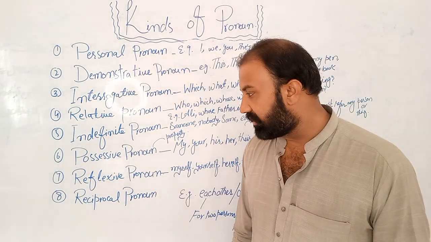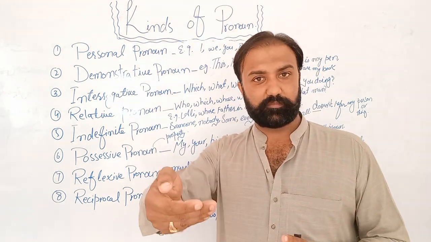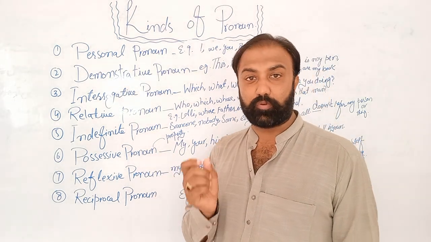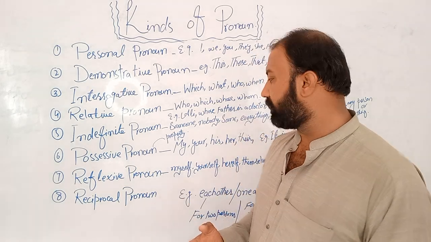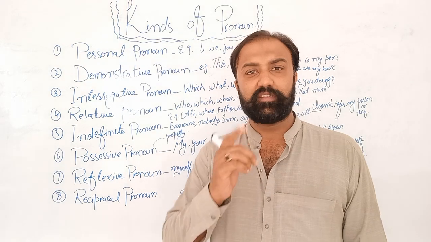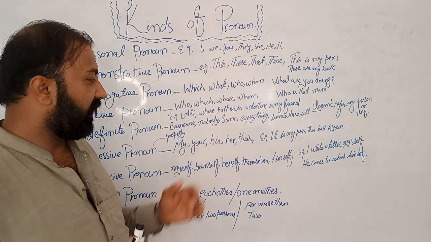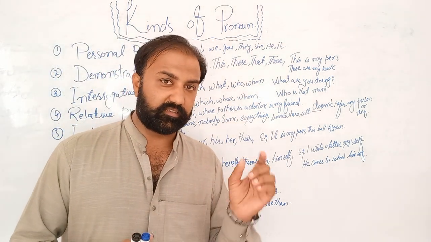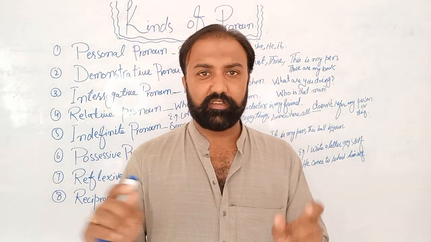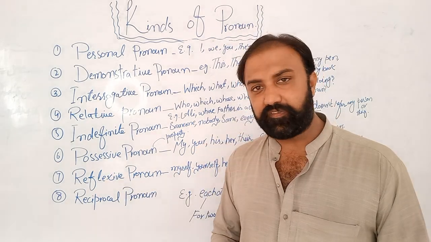Moving towards the next pronoun, that is the possessive pronoun. Possessive comes from the word possess, possession. So possessive talks about property, ownership. For example, my, your, his. Like, it is my pen, that is my mobile. Similarly, it is his pen, that is her bike. Over here, this talks about possession and ownership. That is why we call it possessive pronoun.